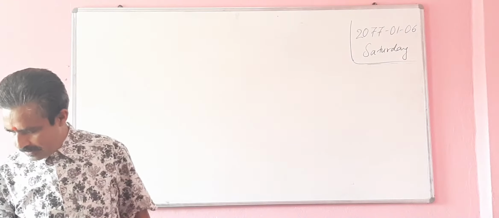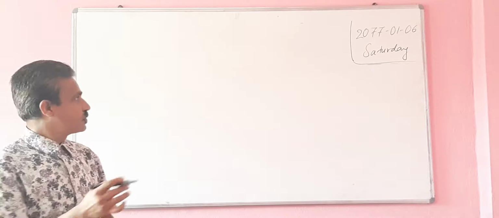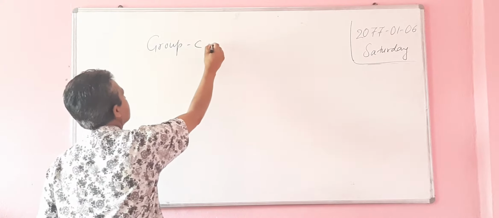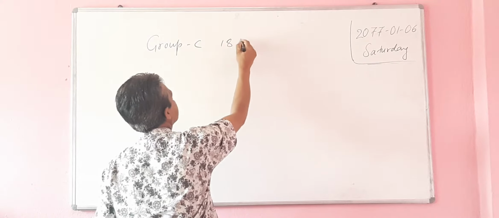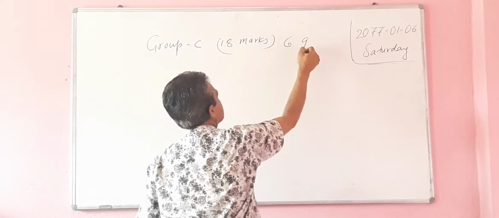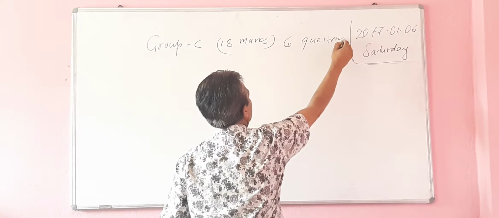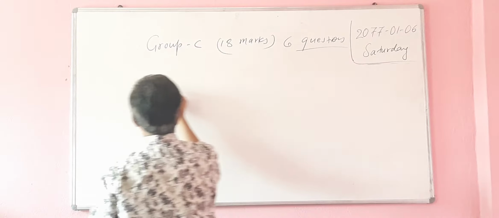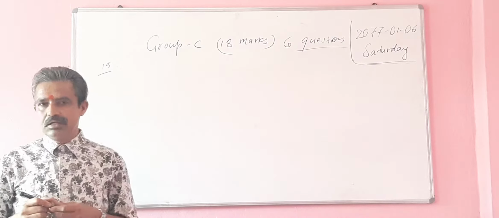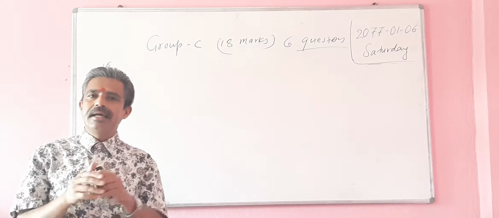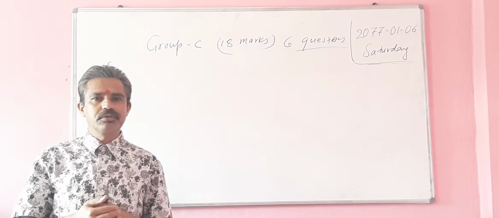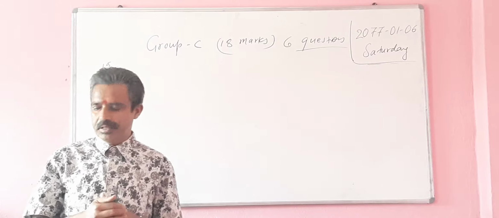Okay, so question number 15, Group C. How many marks? 18 marks. It means how many questions? 6 questions. Okay, friends, let me read question number 15 and I will give you the answer. I'm solving one set and I'm giving you some sets to do so that it will be more practice for you. Ready? Let's begin.